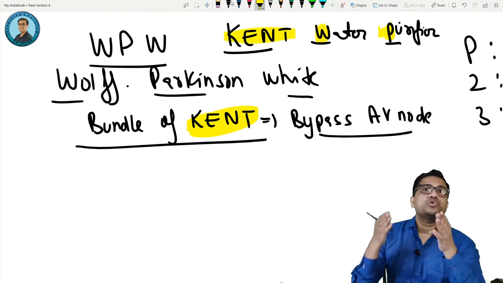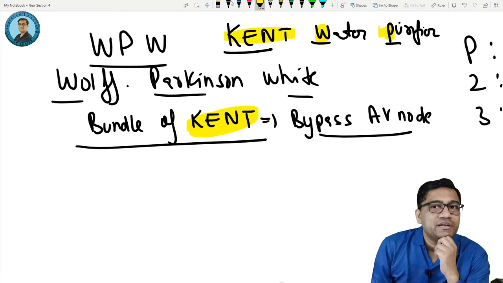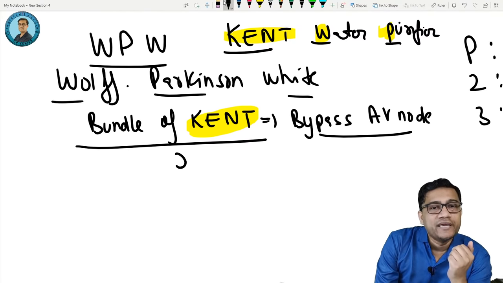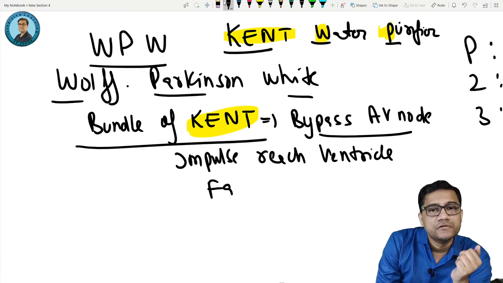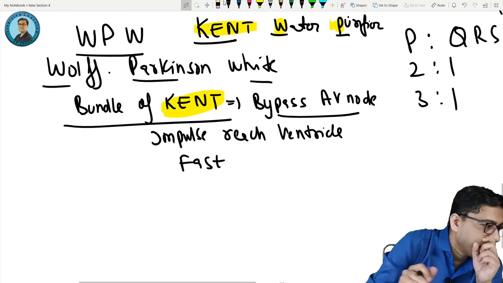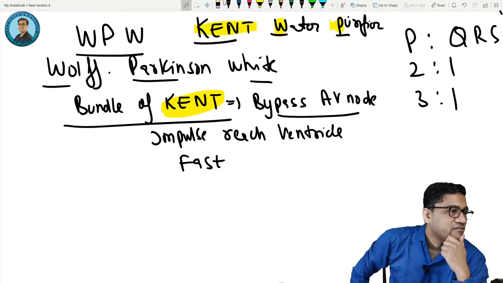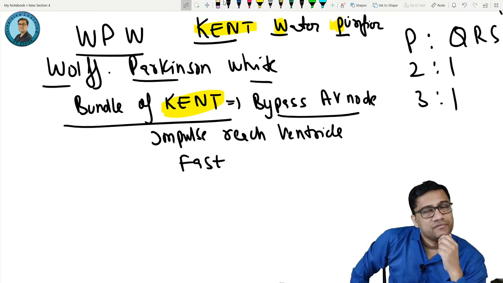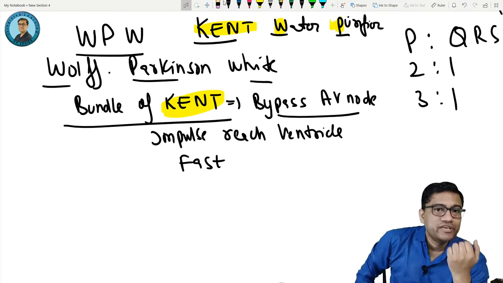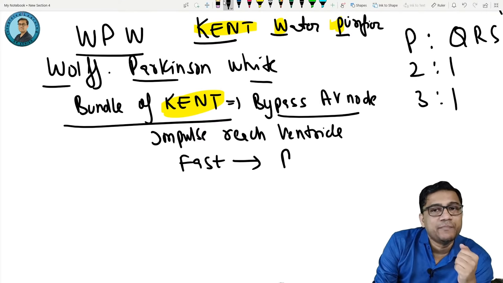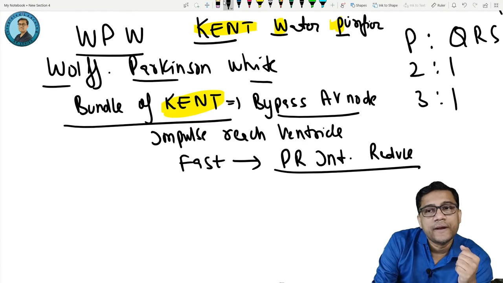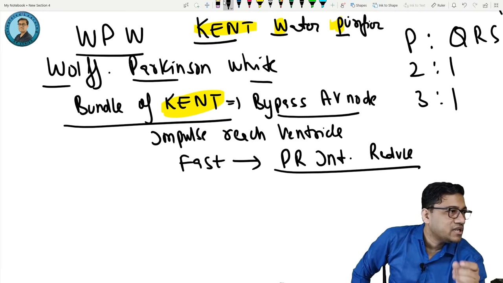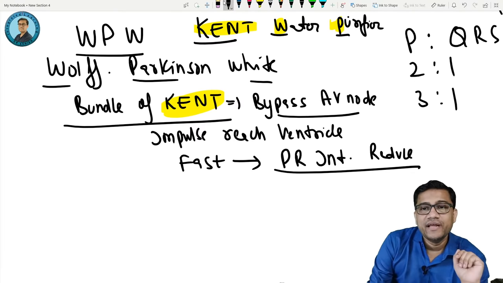Now, if you go through the AV node, you will take time to reach the ventricle. If you bypass the AV node, what happens? The impulse reaches the ventricle fast. Are you getting the idea? So the impulse reaches the ventricle very, very fast. Are you clear? So I'll revise in the end. If it reaches very fast, the PR will reduce. So the PR interval reduces. Are you clear? So the PR interval will fall short or reduce. Is it clear? Less than 0.12.